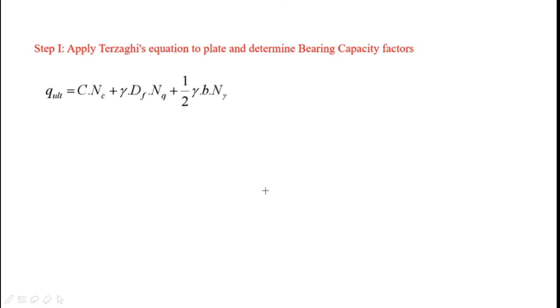This is what Terzaghi's equation looks like. We are applying it to the plate. So, cNc plus gamma Df Nq plus half gamma B N gamma. And as I told you at the start of the video, this is a sand, so that means the value of c is 0, so this term gets cancelled.